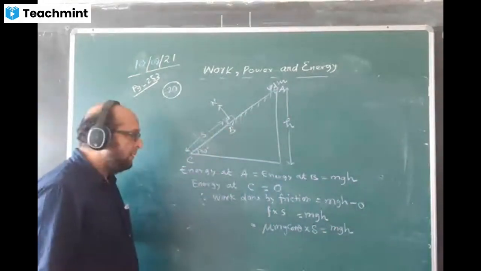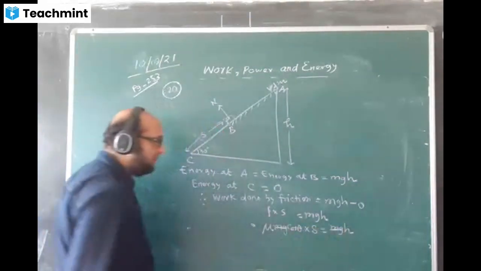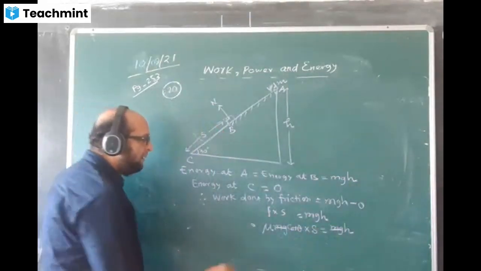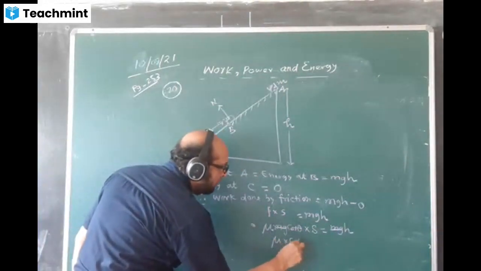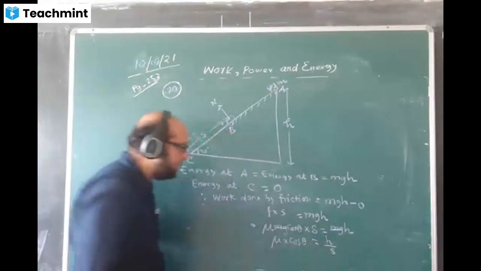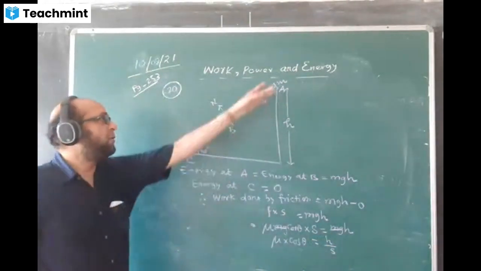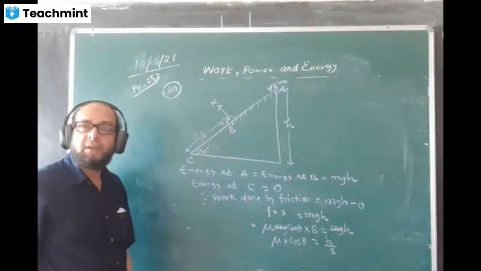mgh. Okay, let us cancel here. mg and mg cancel on both sides. Here we are getting mu into cos theta equal to h by s. H is also not given in the question, s is also not given. I'll write here h by s.